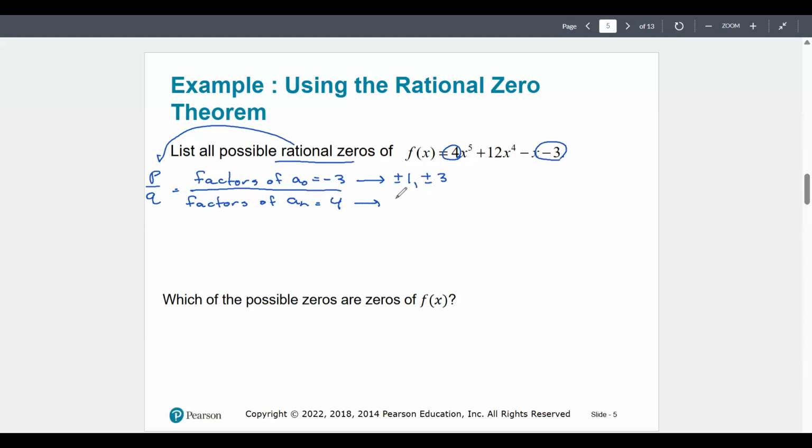So for 4, we'll have plus or minus 1 because 4 is divisible by 1. 4 is also divisible by 2, and 4 is also divisible by 4. So those are my possible factors. So those are my factors. So my possible zeros.